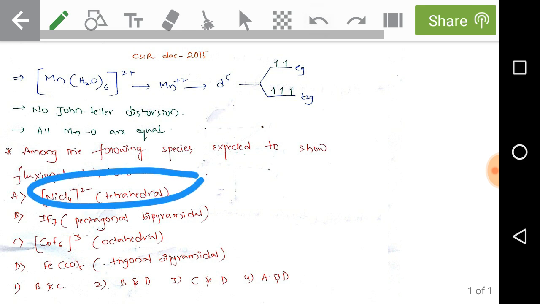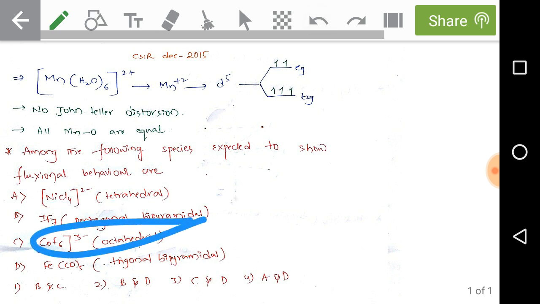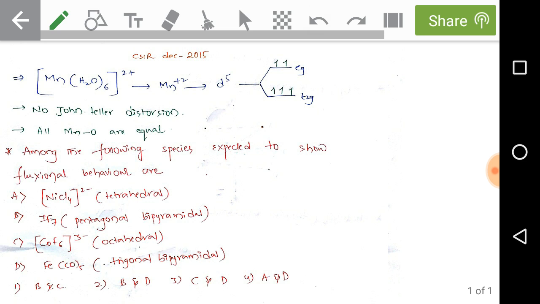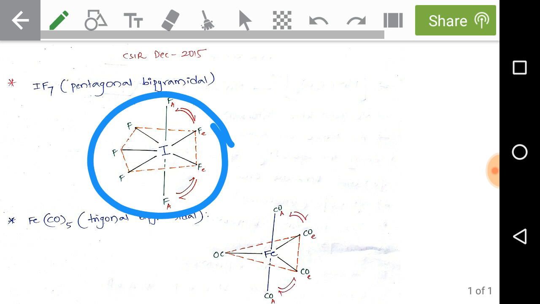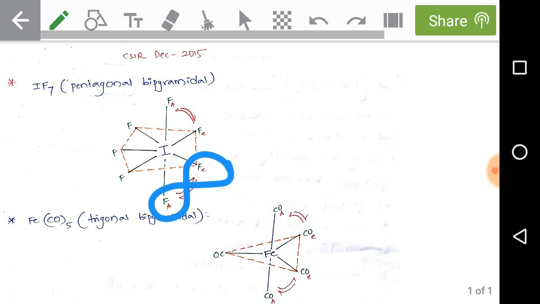Just observe, we are given a nickel complex, that is tetrahedral, IF7, that is pentagonal bipyramidal, a cobalt complex, that is octahedral, and iron pentacarbonyl, that is trigonal bipyramidal. We need to check for fluxional behavior. In the given options, IF7 is pentagonal bipyramidal, and in that the axial fluorines and equatorial fluorines simply exchange rapidly. Spectroscopy doesn't observe this rapid exchange of equatorial and axial fluorines in the pentagonal bipyramidal IF7.